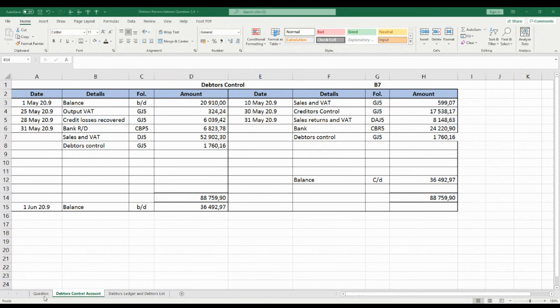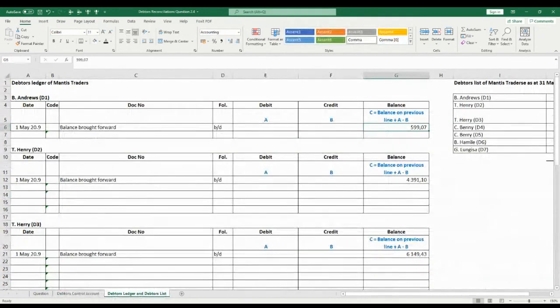Okay, so step 2 and step 3 we have to do is a debtors ledger and a debtors list. Now, the debtors ledger is this individual account that shows each and every transaction. A debtors list is where we list all the individual debtors, and then the balance at the end of the month is what we add all together to get to the total. Okay, now let's quickly have a look at how we do this.